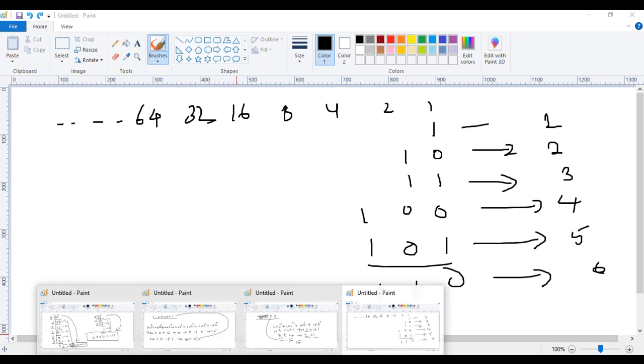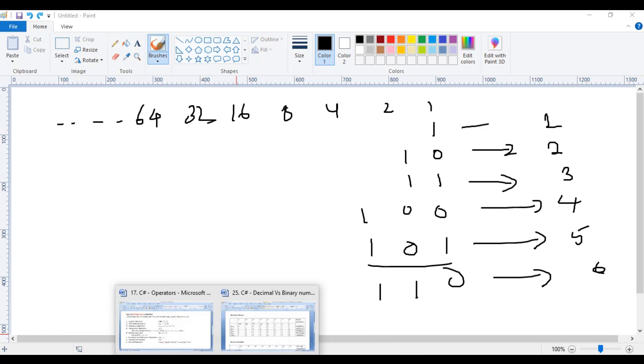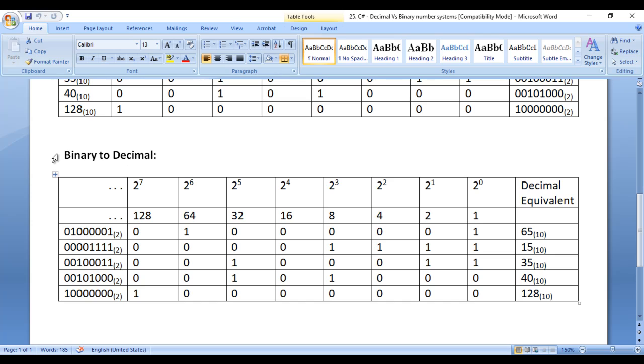Next, we can easily convert a binary number to decimal equivalent number by again remembering the 2 to the power series. You can see I have written 1, 2, 4, 8, 16, 32, 64, 128. And here example binary numbers we have. All we do is we write these bits inside the cells. So you can see I have written 0, 1, 0, 0, 0, 0, 0, 1.